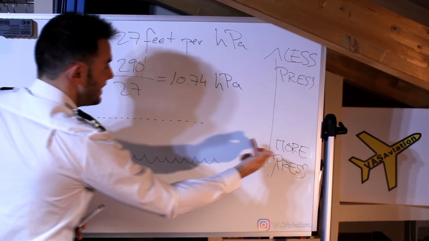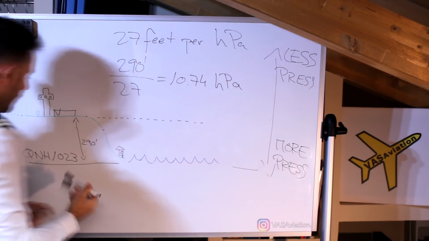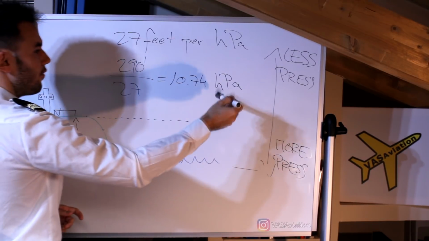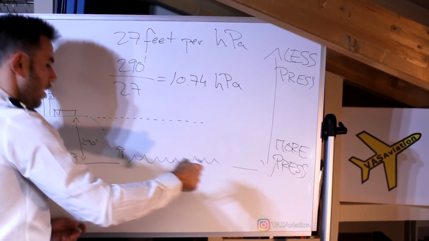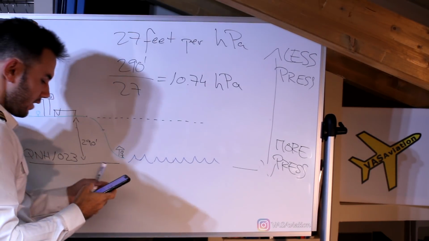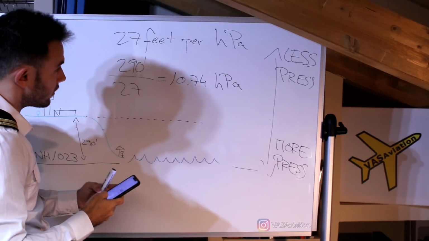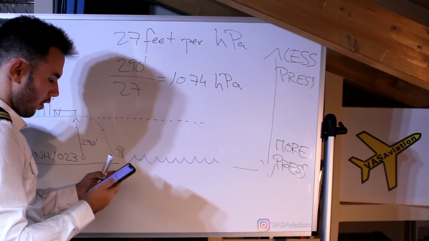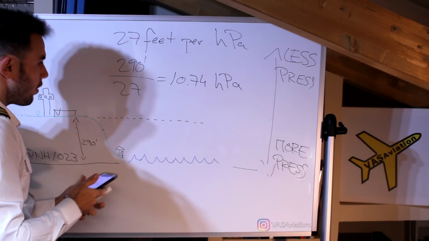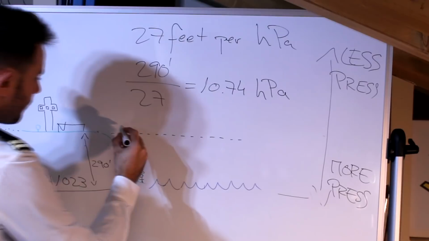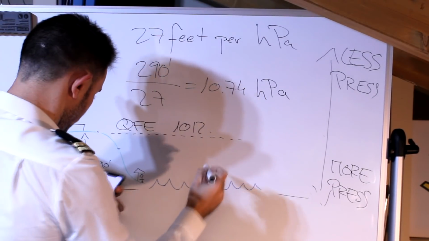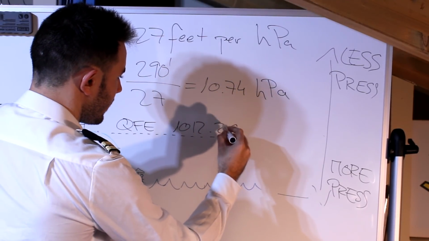Remember that pressure decreases with altitude. So if the QNH is 1023, the QFE will be 10.74 hectopascals lower than QNH. I want the QFE very, very precise. So 1023 minus 10.74 is 1012.26. The QFE is 1012.26 hectopascals.